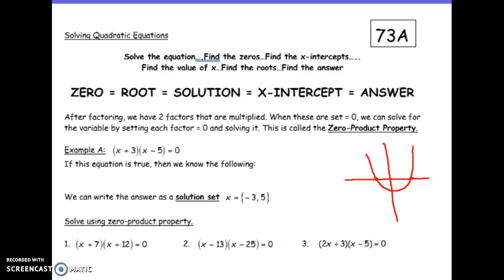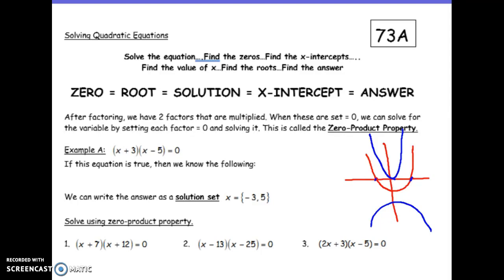We'll find out that the parabola can either cross in two locations, like it does right here, or we could have a parabola that never crosses the x-axis like that. Or we could have a parabola that comes down and just crosses at one point like that one. So we can have either no solutions, one solution, or two solutions. The first way we're going to learn is by factoring.